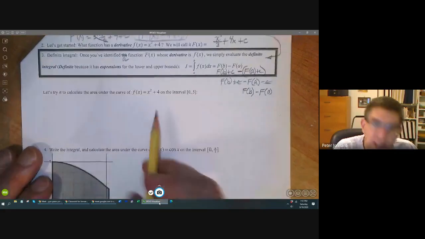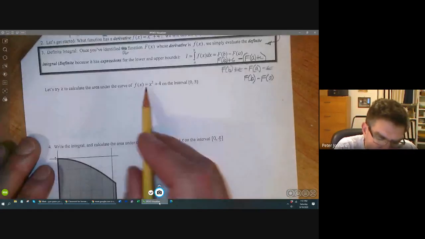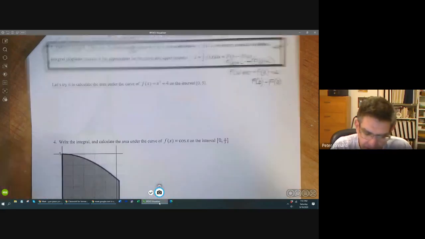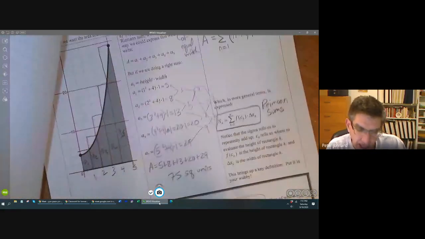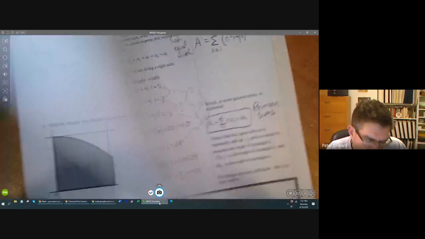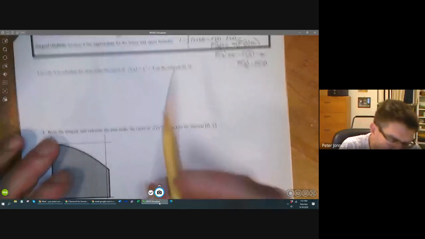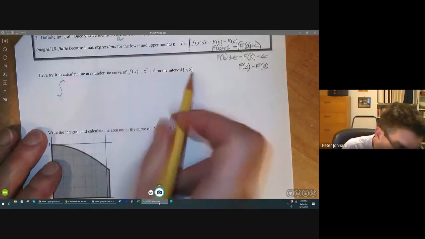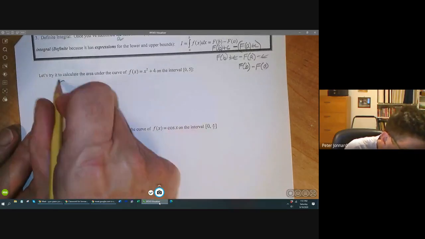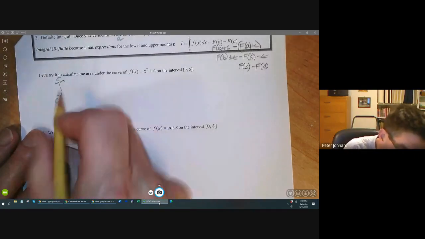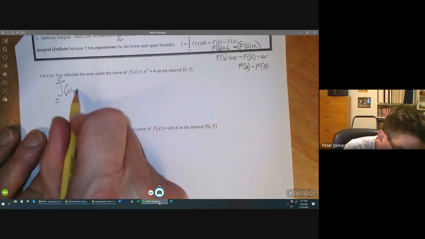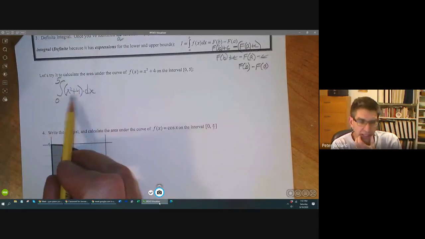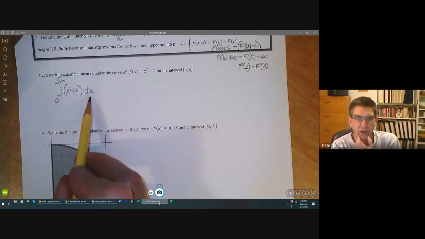Okay, so let's see what we do here. Suppose we want the area under this curve from 0 to 5. Remember, we did that here and we got 75, which is way too big. Let's try this out. Here's what we do. We take the integral from 0 to 5, the lower bound and the upper bound. We put f of x in here, x squared plus 4, with respect to x. This is the height of each rectangle, and this is the width of each rectangle.